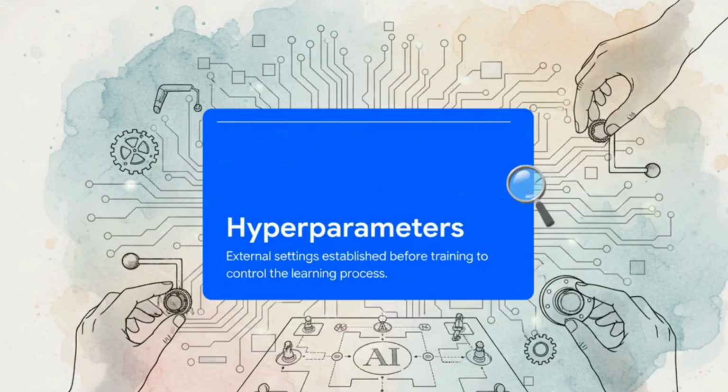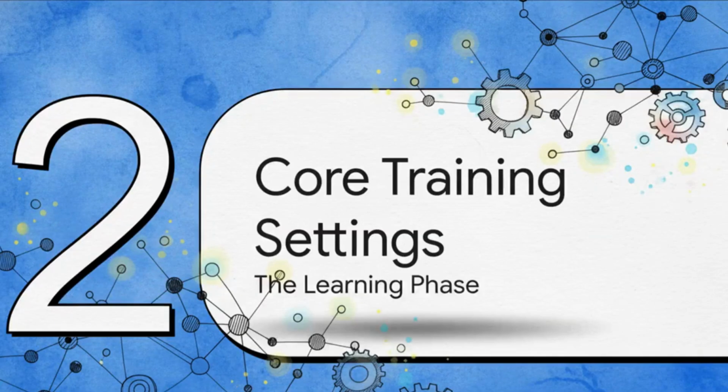So, formally speaking, hyperparameters are external settings established before training even starts. Their whole purpose is to control the learning process and the model architecture itself. Think of them as the foundational rules of the game. Before the AI can go out and play and learn, a human engineer has to set up the board using these exact parameters.